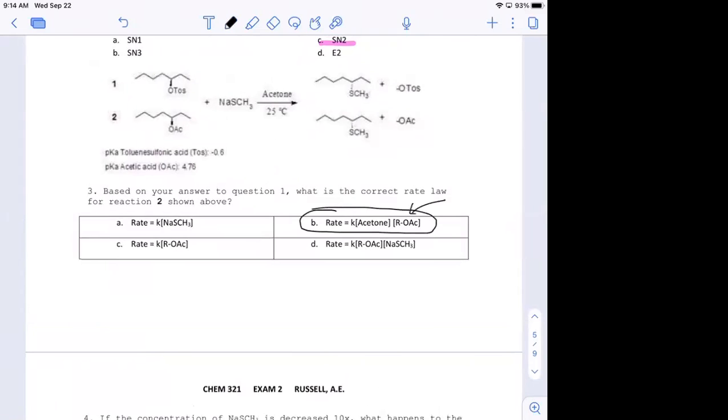ROAc: the R is just an abbreviation for the rest of the molecule, and the OAc is my leaving group. Right. So if we look at here, okay, so that's my substrate.